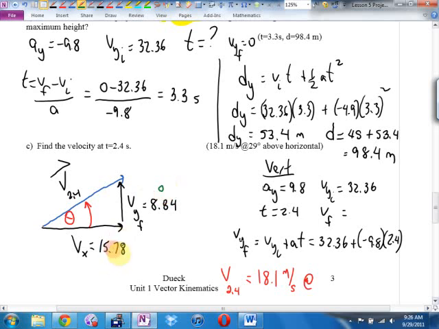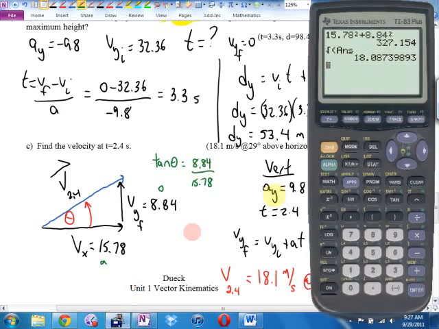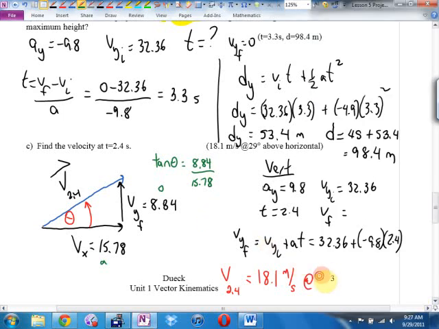The tangent of the mystery angle is going to be opposite over adjacent, 8.84 over 15.78. How can I figure out the actual angle? Inverse tan of 8.84 divided by 15.78. And I get 29 degrees, and we said last day we would say this as above the horizontal. Caitlin, does that answer your question?